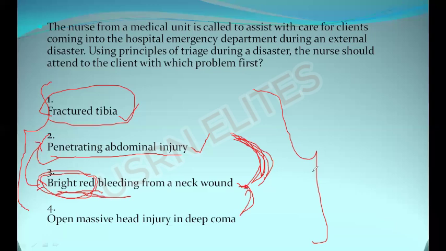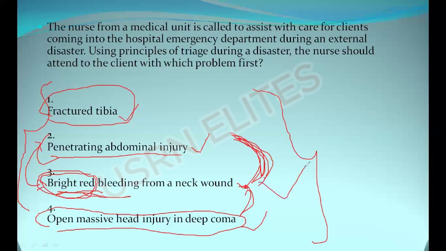Because option 4 is an open massive head injury. Massive, so note the adjective there. What code will you give to this? The color black. Code black. The person is dead. So the answer is 3. You see how interesting this can be? Some of us were mentioning 2, 3, 4, and the rest.